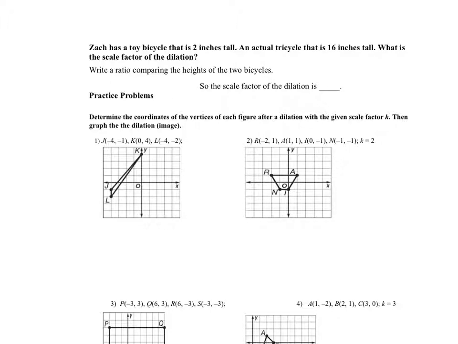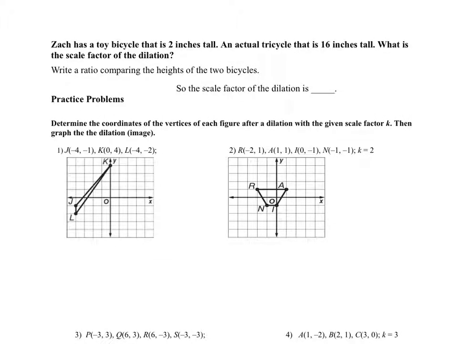Okay, let's look at this. Zach has a toy bicycle that is 2 inches tall, an actual tricycle that is 16 inches tall. What is the scale factor of the dilation? So it went from 2 inches to 16 inches. What do you think? 8 times 8. So the scale factor is 8. So write a ratio, 8 to 1. Okay, so determine the coordinates right here.